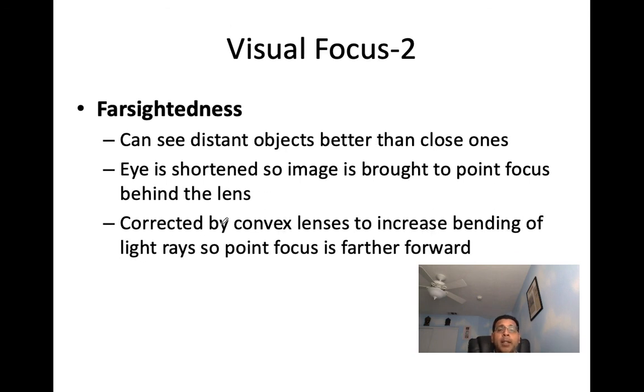Next, we have farsightedness. In farsightedness, these patients can see distant objects better than they can see close objects. In these patients, their eye is shortened, so the image is brought to a focal point behind the retina. It says lens, it should be retina. Behind the retina. This condition is corrected by convex lenses. Convex lenses increase bending of light rays, so the focal point moves forward onto the retina versus behind the retina.